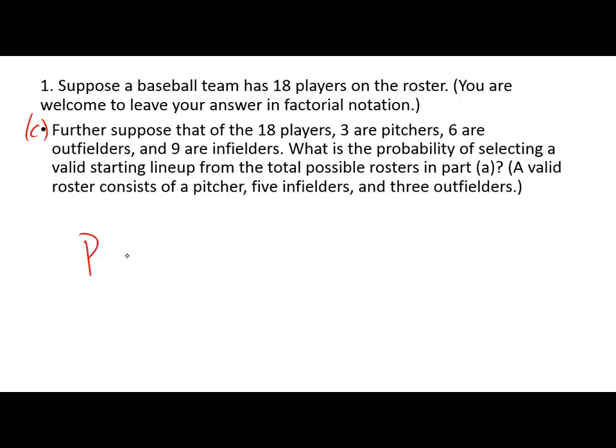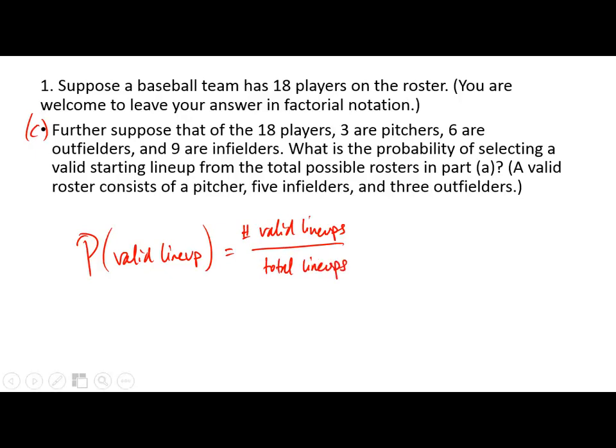So the probability of a valid lineup, in general, will always be the number of valid lineups divided by the total number of lineups. Is that okay with everybody? So if I know the probability of getting a valid lineup, I just need to figure out how many valid lineups there are. Well, we already know the denominator. That's 18 choose 9.